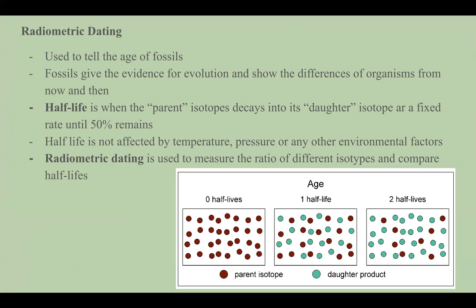Now, half-life is when the parent isotope decays into its daughter isotope at a fixed rate until 50% remains. The half-life is not affected by temperature, pressure, or pretty much any other environmental factors. Now, radiometric dating is used to measure the ratio of different isotopes and compare half-lives. So as you can see in this picture, at 0 half-lives, it is completely parent isotope. At 1 half-life, half of it is parent isotope and half of it is daughter. At 2 half-lives, the parent becomes a fourth and the daughter continues. It just gets half and half of the new material.